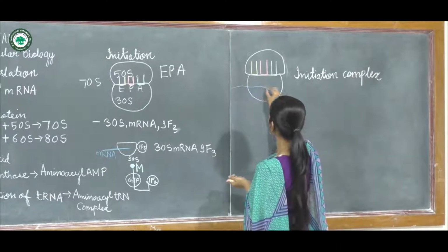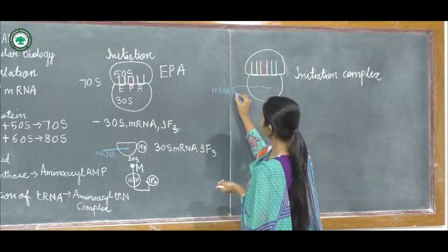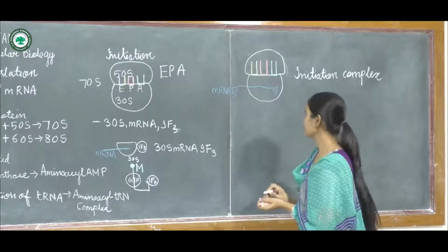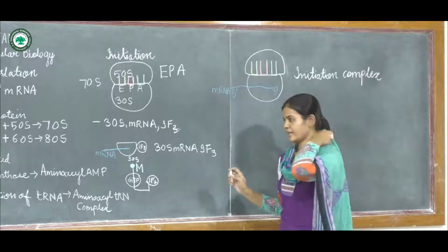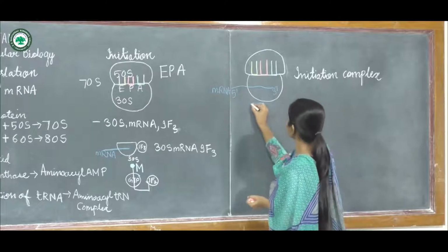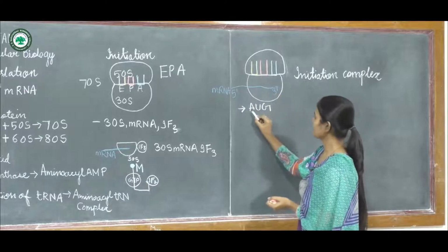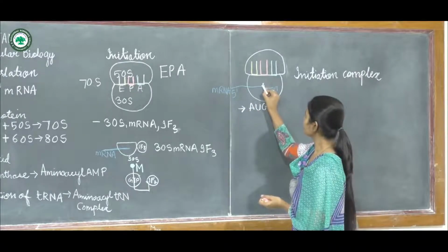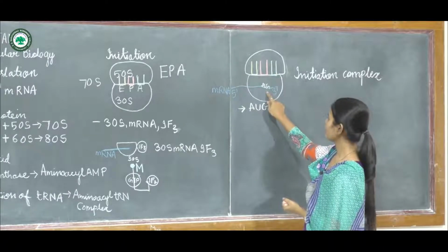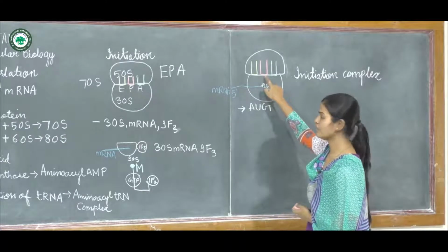they have the presence of mRNA which is in 5' to 3' direction. Now this mRNA will bind on the ribosome at a specific site so that the codon AUG, it is a start codon. Now on mRNA AUG will be there and it will bind to the ribosome in such a way that this start codon will be placed in the P site of the ribosome.